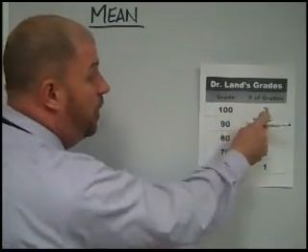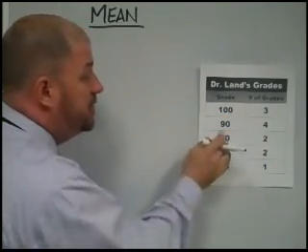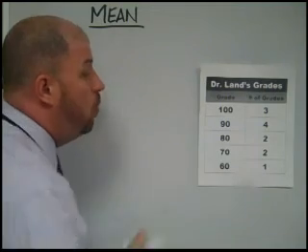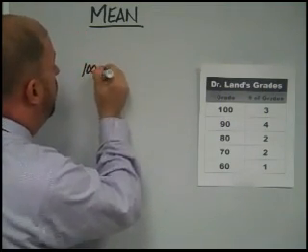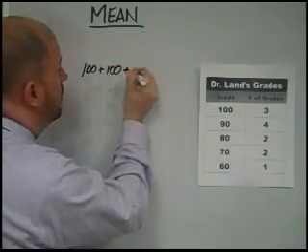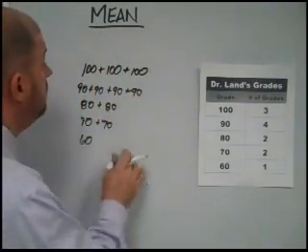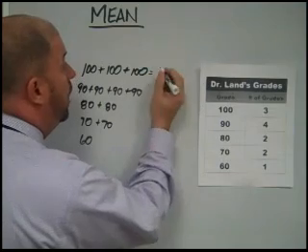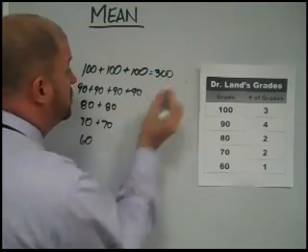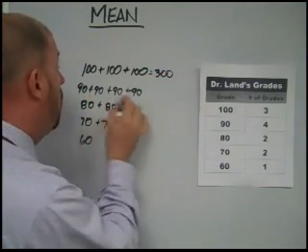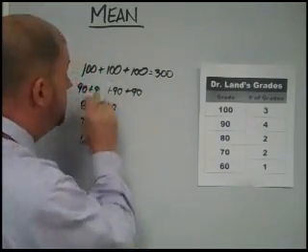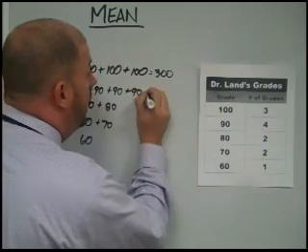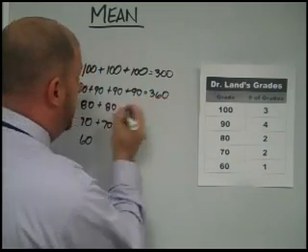So let's start with adding up all of our numbers. So look, I've got 3 100s, I've got 4 90s, 2 80s, 2 70s, and 1 60. So let's write all that out. I've got 3 100s. All right, Dr. Land's got some pretty good grades here. So add these up. I know that 100 plus 100 plus 100 equals 300. I know 4 90s. I know 9 times 4 is 36. If I add a 0, then I know that's going to be 360.